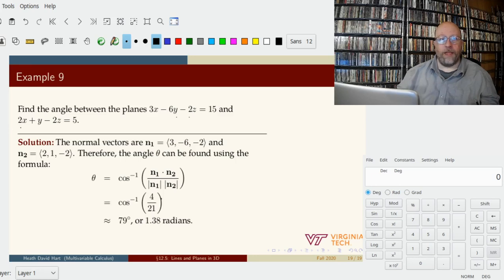And then we take the product of their magnitudes. The magnitude of this vector is 7. It's the square root of 9 plus 36 plus 4, which is the square root of 49. The magnitude of this vector is 3. It's the square root of 4 plus 1 plus 4, which is the square root of 9. And so 7 times 3 is 21. And then when we take the inverse cosine of that, we get about 79 degrees.